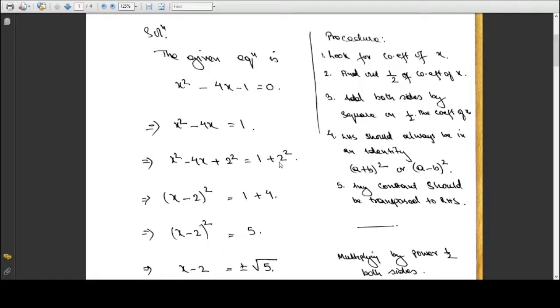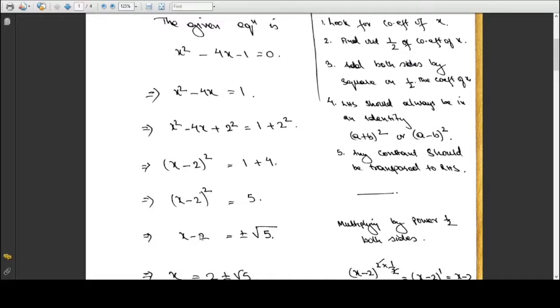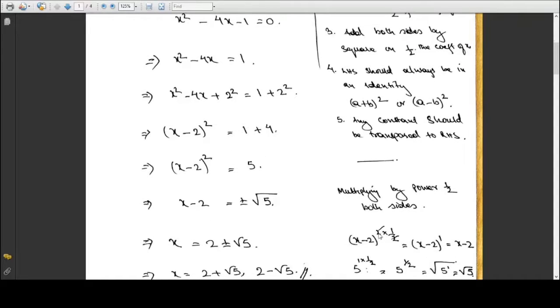On the right side we have 1. 2 squared is 4. 1 plus 4 is 5. Now, to get rid of this power of 2, what do you do? You multiply by the power of half on both sides. See here, I've shown you (x minus 2) whole squared multiplied by the power of half. You can cancel this 2. You will get x minus 2. And then 5 has a power of 1. Multiplying by the power of half, 1 times 1 is 1, and in the denominator we have 2.